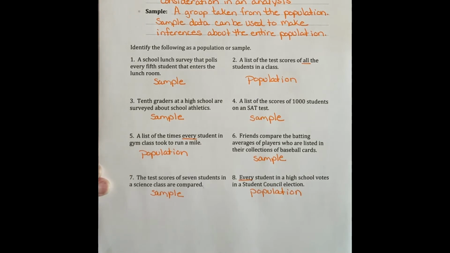Number 2, a list of the test scores of all the students in a class. Keyword all, that's a population. Number 4, a list of the scores of 1,000 students on an SAT test. That's a sample because more than 1,000 students take that test. Number 6, friends compare the batting averages of players who are listed in their collections of baseball cards. Well, that's also going to be a sample because I highly doubt that they own every single baseball card. And number 8, every student in a high school votes in a student council election. Keyword every, that is a population.